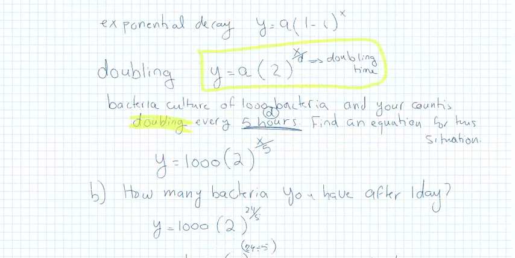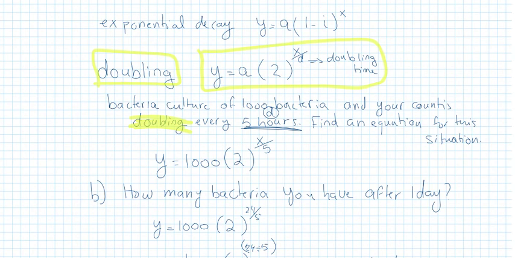Now, other than the doubling, we also have the half-life, okay? A lot of chemicals have a half-life. Half-life is the time that it takes for half of the amount to disappear. So doubling, you're multiplying by 2. Half-life, you're halving it.